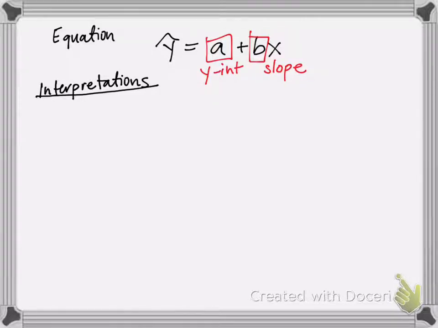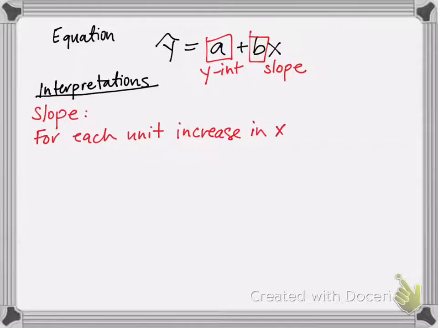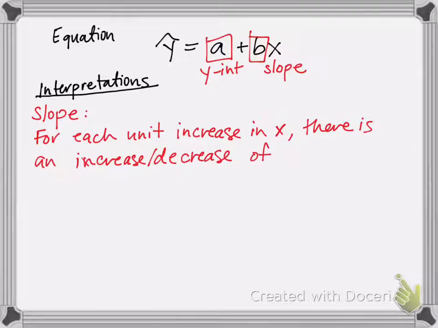Yeah, so the interpretations, we're going to start with slope. Given a number for a slope, what does that say on your yellow paper? What is the interpretation of the slope? For each unit increase in x, there's an approximate increase/decrease of b in y. So for each unit increase in x, there is an increase/decrease of whatever your slope is, so b, in y.